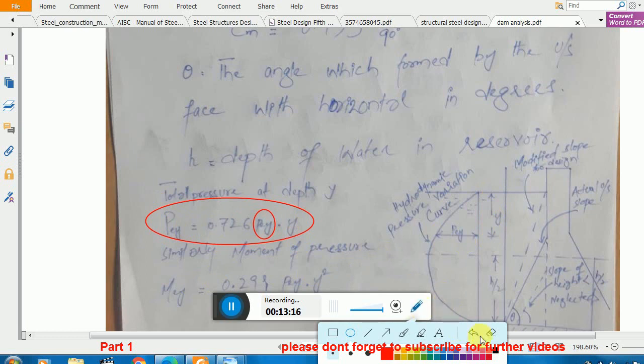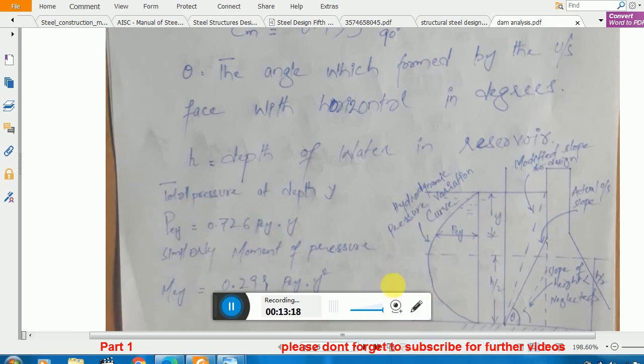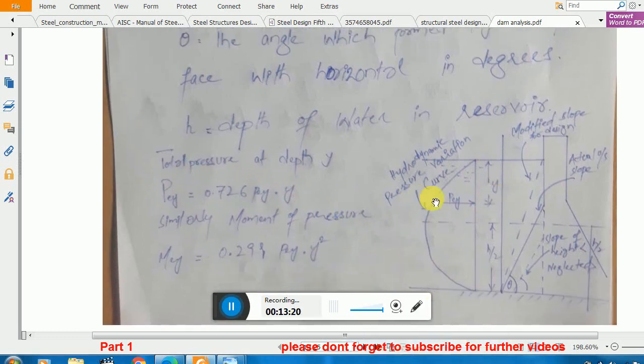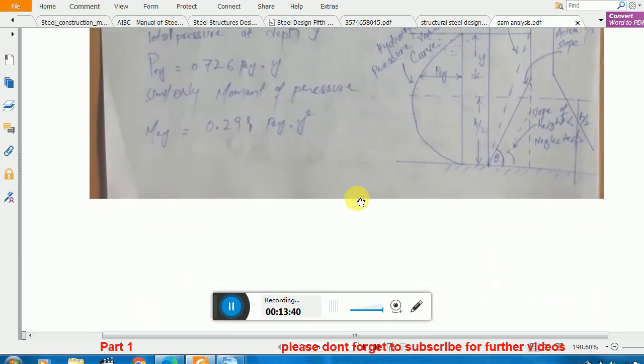The moment which is caused due to this hydrodynamic pressure is equal to 0.299, okay? 0.29, sometimes 0.30, times Pe times y squared, remember. So this is the moment due to hydrodynamic pressure, and the total hydrodynamic pressure, remember. We will use this, okay? Then, this is the hydrodynamic pressure.